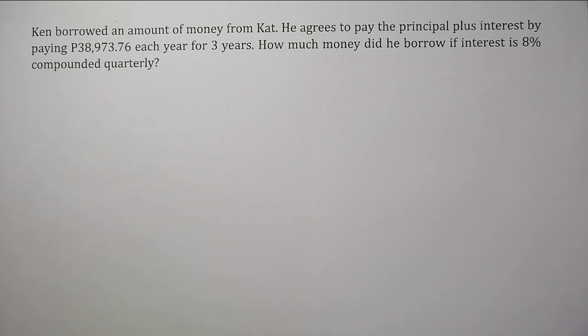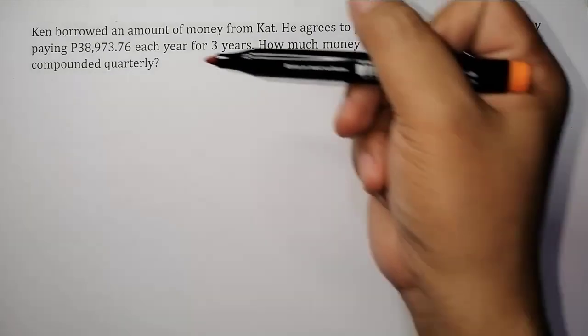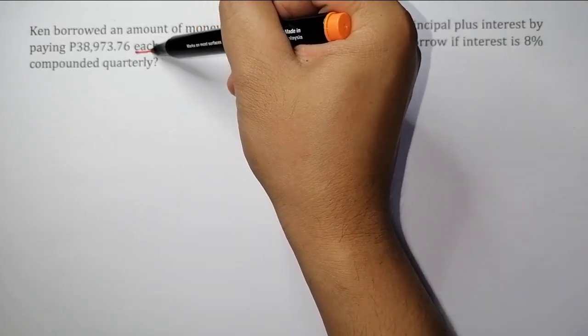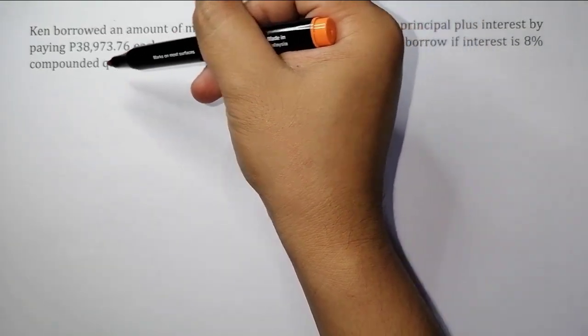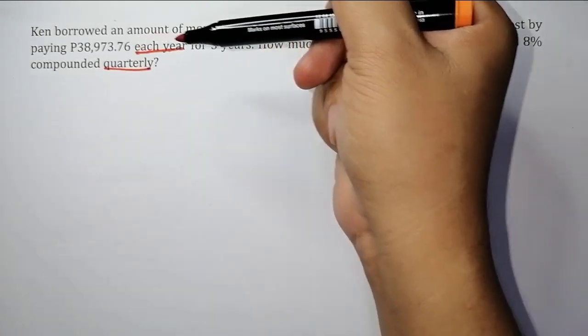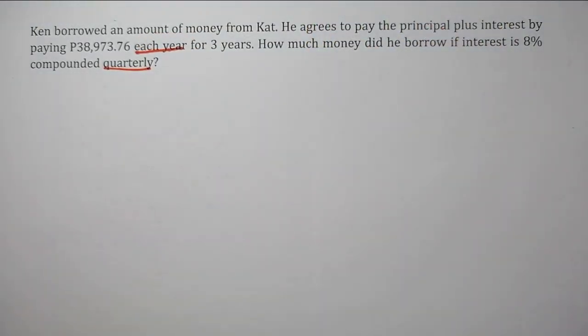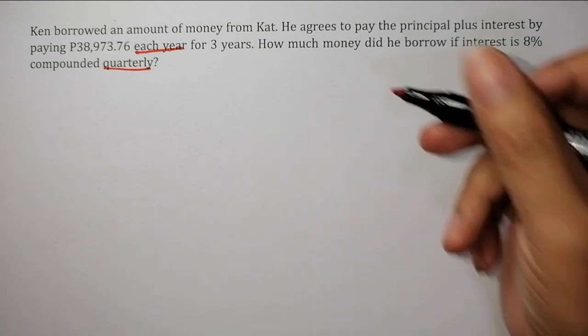So again, ang kauna-unahan nating i-check dito ay yung ating payment interval at saka yung ating conversion period. So ang payment interval natin dito, magbabayad siya every year. Okay? But ang ating conversion period dito ay quarterly. So since magkaiba yung dalawang yon, then this one here is a problem under general annuity. So ito yung mga kailangan natin ulit.